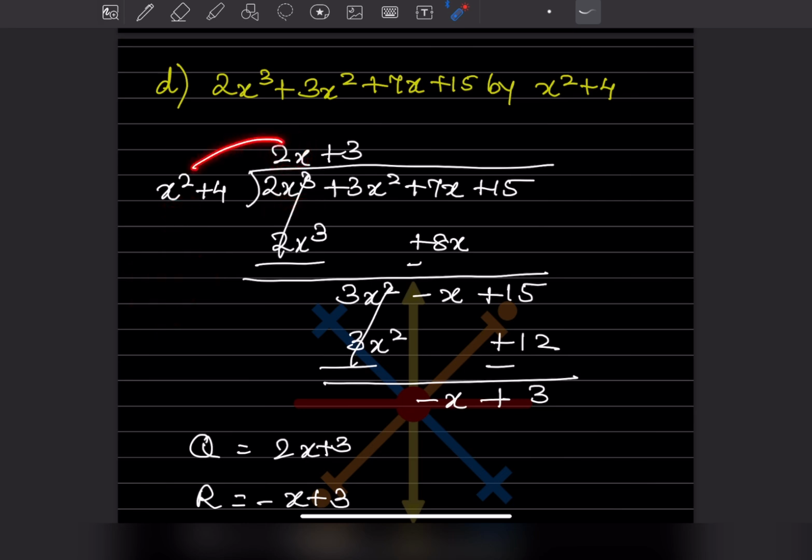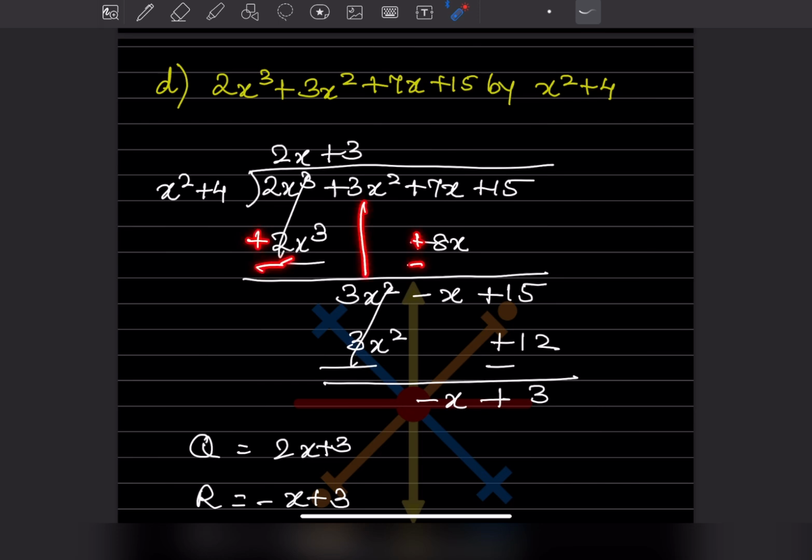So we are going to multiply this into this and this into this. So that is going to be what? 2x cubed and this will be plus 8x. So we don't have here 8x, x over here. So we'll write that 8x below this x.